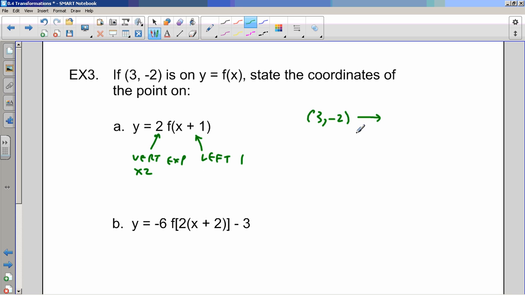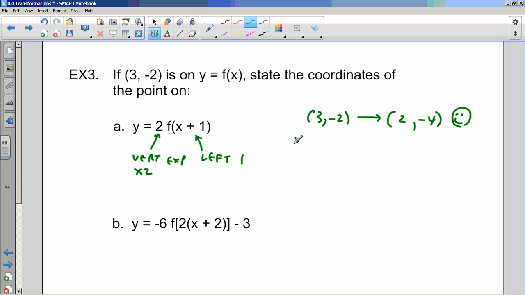Well, vertically expanded by a factor of 2 means the y coordinate, its vertical distance, doubles, so it's -4. And moving left 1 means that the x gets subtracted by 1. There, done. Now, I want to mention the way the textbook would do this.